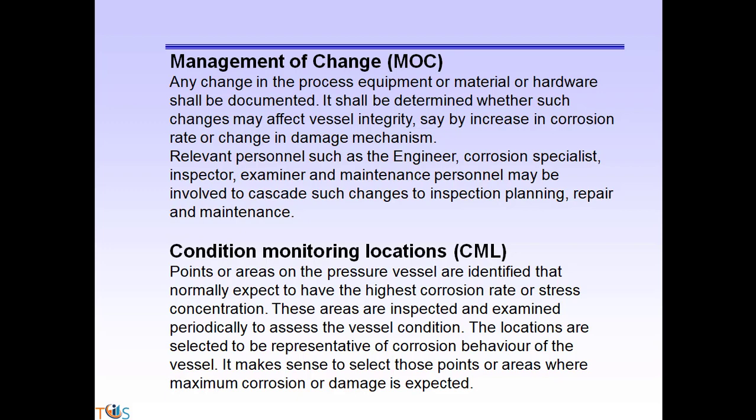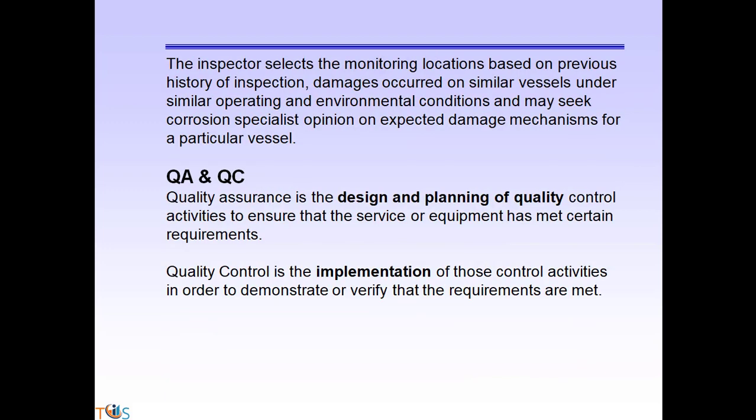Condition monitoring locations are points or areas on a piping that are identified as normally expected to have the highest corrosion rate or stress concentration. These areas are inspected and examined periodically to assess the piping. The locations are selected to be representative of corrosion behavior of the piping. It makes sense to select those points or areas where maximum corrosion or damage is expected. The inspector selects the monitoring location based on previous history of inspection, damages occurred on similar vessels under similar operating or environmental conditions, and may seek corrosion specialist opinion on expected damage mechanism for the particular vessel.